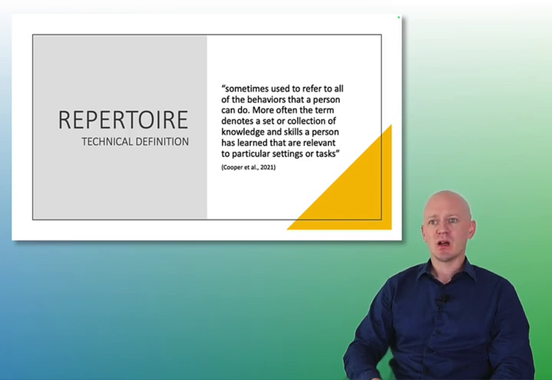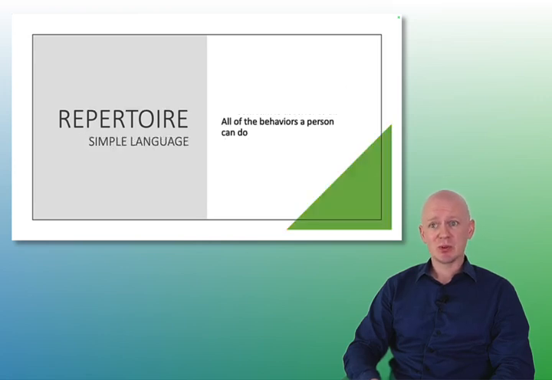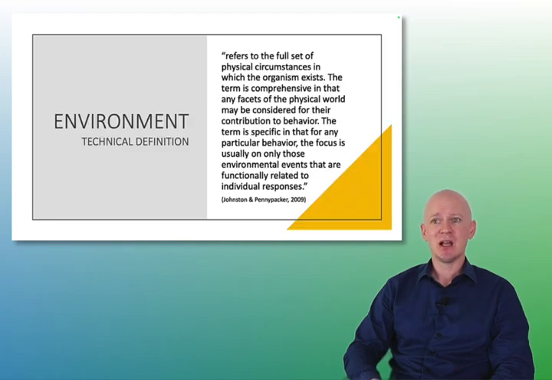A repertoire, specific definition, is sometimes used to refer to all the behaviors that a person can do. And more often, repertoire denotes a set or collection of knowledge or skills that a person has learned that are relevant to a particular setting or task. Again, it's a lot, but important to know. A simple language description of repertoire is just all the behaviors a person can do. So if you think about your repertoire of opening doors, it's all the ways in which you can open a door. A repertoire typically refers to all the behaviors a person can do. Behaviors don't happen in a vacuum. Responses don't happen in a vacuum. They happen in the environment.